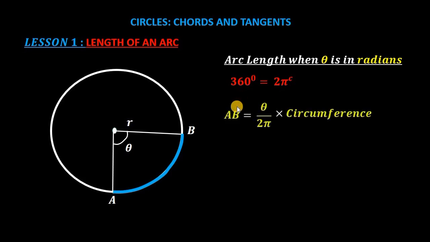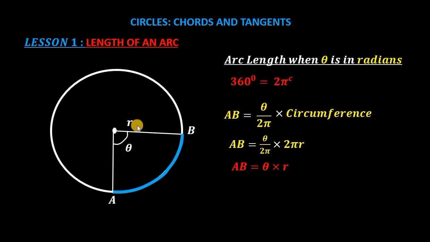We know that the arc length AB is given as theta over 360, but 360 is now 2 pi because we're looking at the angle in radians. So we have it theta over 2 pi radians times the circumference. Circumference is still 2 pi r. And therefore, AB is given as theta over 2 pi times 2 pi r. 2 pi is common here, so they can cancel out. And therefore, AB is given as theta times radius. And so, here, theta is the angle in radians.